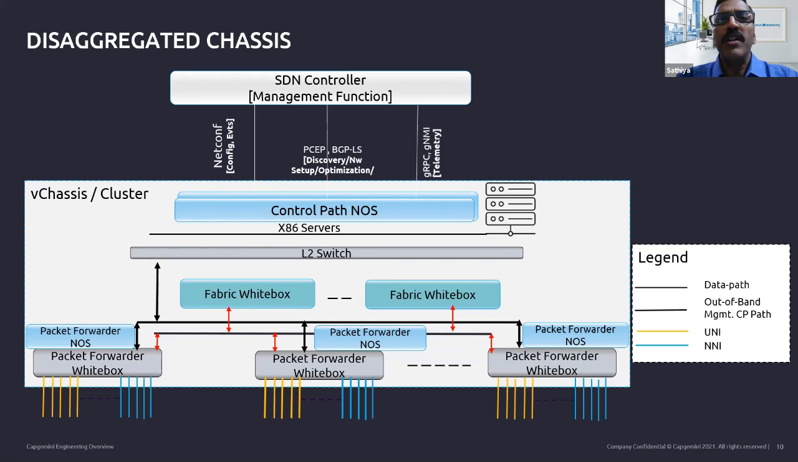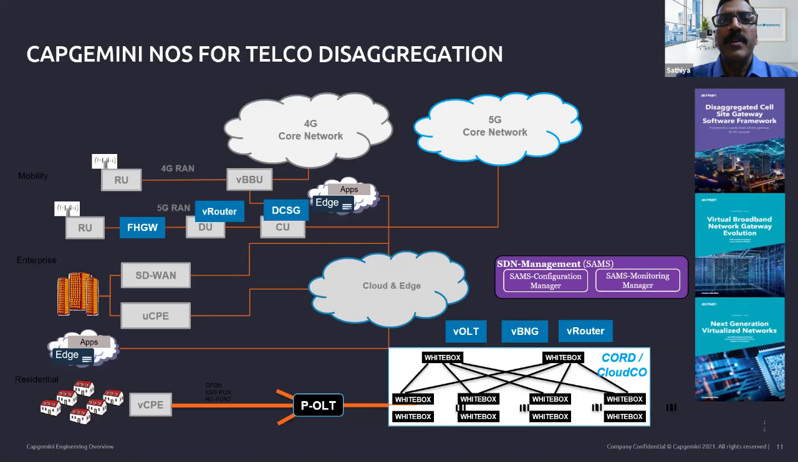Now, this model extends the level of disaggregation from a single device to a chassis-based architecture. The chassis-based architecture addresses the extreme scaling requirements of core routers, and this can be built from 2 units and can scale depending on the scaling requirements of the operator. In this model, NOS is split where the data plane runs in the packet forwarder white box and control plane protocols run in a server. This slide depicts the disaggregated software solution from Capgemini.